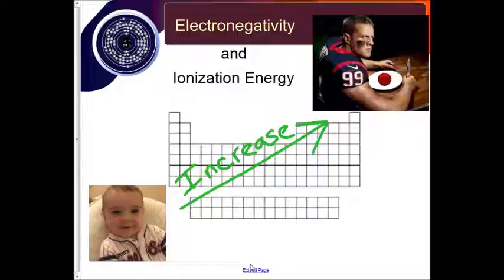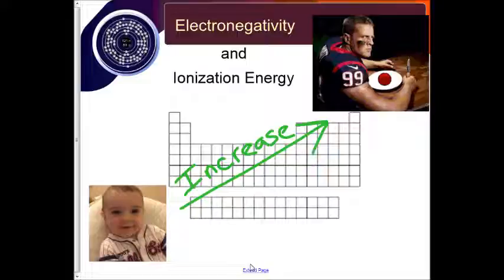Alright, a fun way to explain electronegativity and ionization energy is comparing how easy it would be to steal an electron from a baby versus J.J. Watt. Now, obviously, to steal from JJ, you're going to need a whole lot of energy, maybe a brick or a 2x4. You know, it's just going to be very, very difficult to steal an electron from any of the elements up in this corner. The baby is barely going to put up a fight.